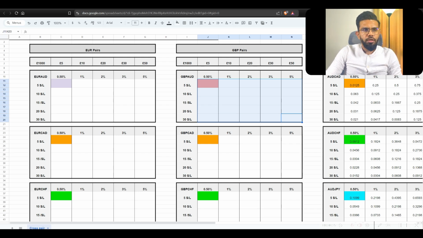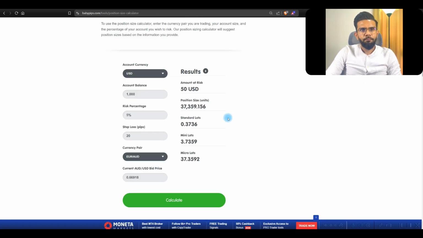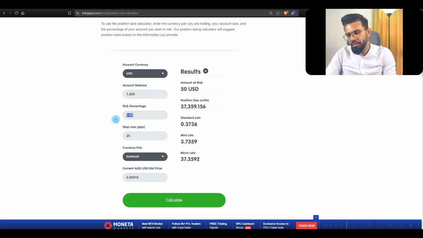So the first one, you're going to go to the basics, which is your own account. For your own funds, let's say your account balance is $1,000. What you need to do is go to this Babypips position size calculator. This is the basic one. You put in your account balance, let's say your starting balance is $1,000, and let's say you want to risk only 1% per trade, and your stop loss is 20 pips.